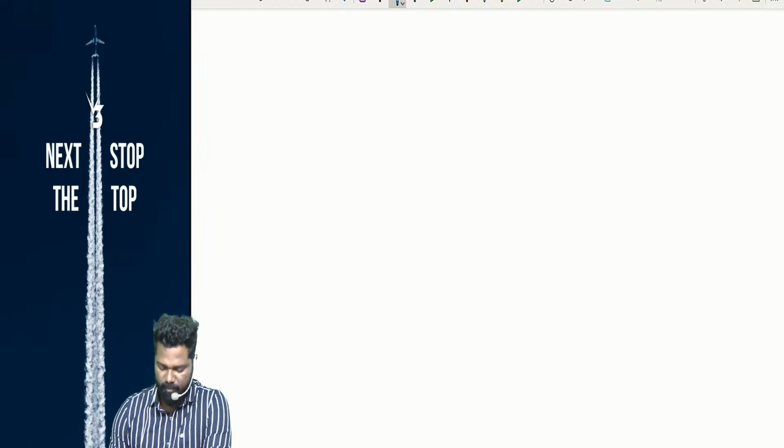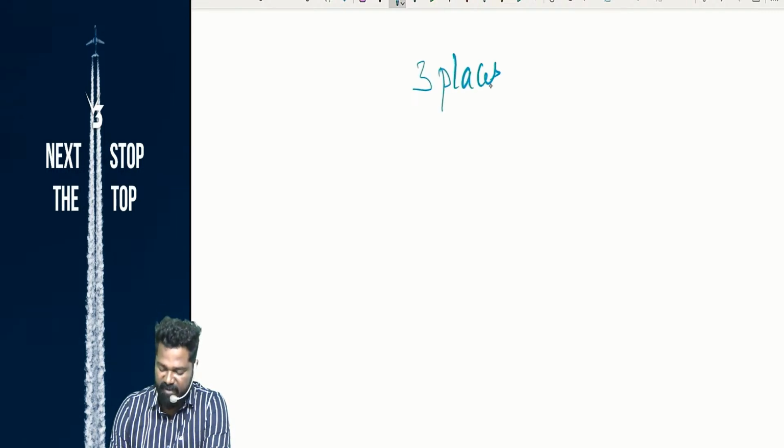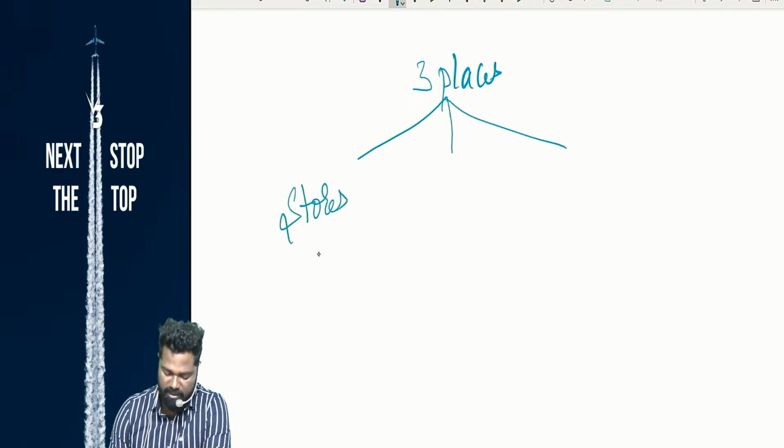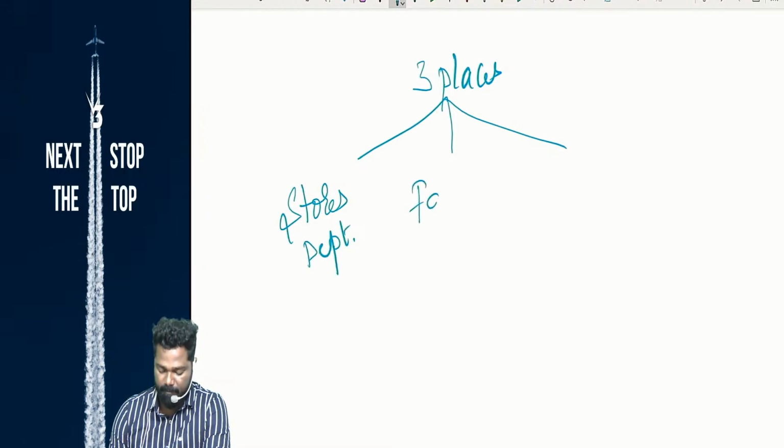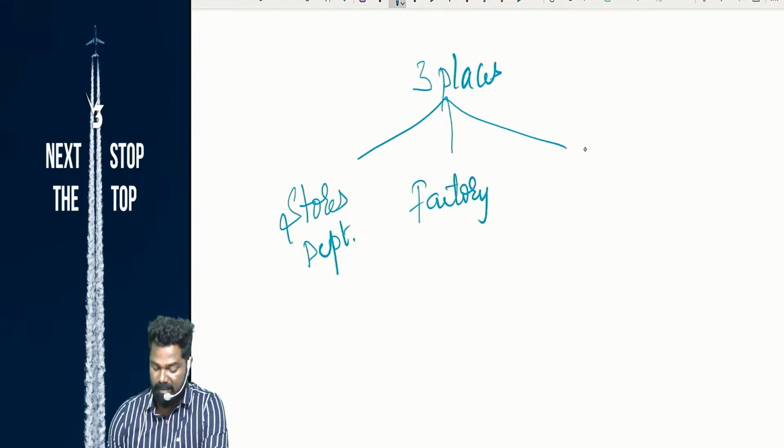Try to understand. We'll put the diagram again so that it will be easy for you to understand. There will be 3 places in the factory. What are the 3 places? You should be very familiar with these 3 places. One is the stores department. Next is the factory. Factory is the place where we manufacture the output. Clear? Next is the warehouse.